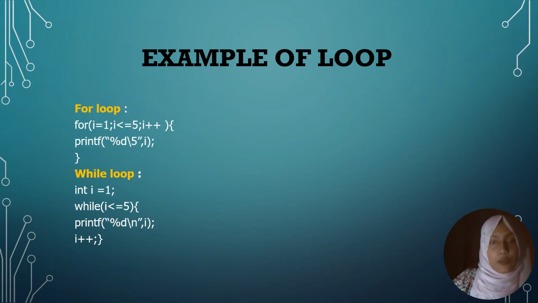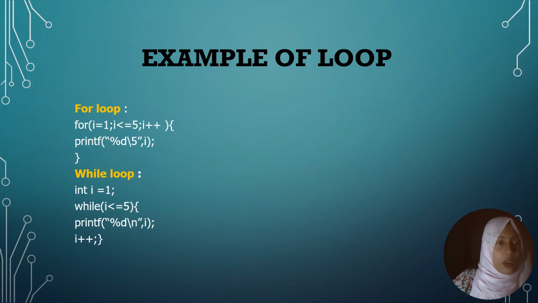Example of loops. For loop: in the for loop, the initialization is i equal to 1, and the condition part is i less than or equal to 5. If it is true, then it will print 1. Then it will go to the increment part, i plus plus, so i becomes 2. If the condition is false, then it will stop.